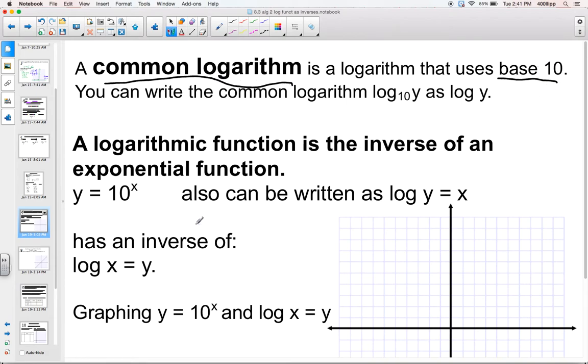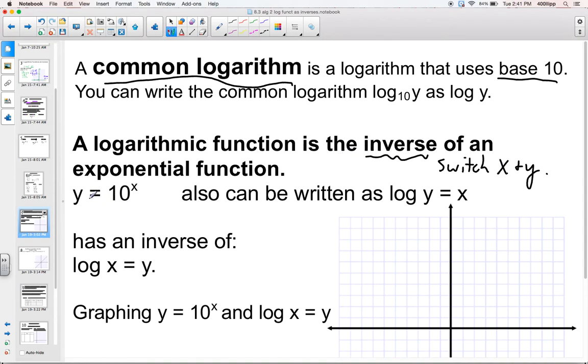Okay, so let's get to graphing these a little bit, and I apologize for my horrible graphs ahead of time. We're looking at a logarithmic function, which is the inverse of an exponential function. So we know that when we're dealing with inverses, we're going to switch x and y, right? That's what an inverse does. It switches x and y.